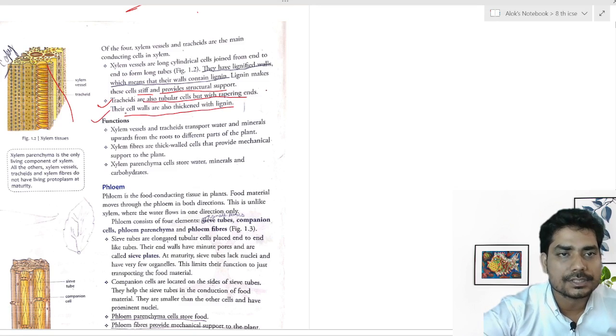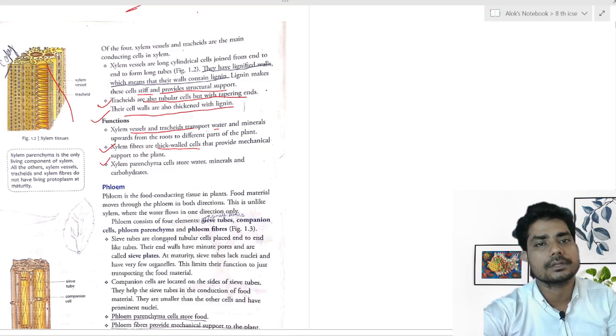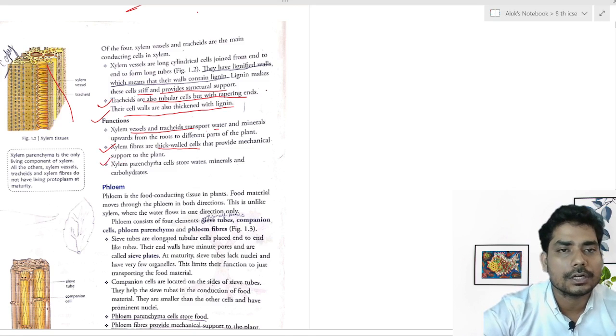What is the function of xylem tissue? Xylem vessels and tracheids transport water and minerals to all parts of the plant's body, from the roots to the aerial parts. Similarly, xylem fibers are thick-walled cells which provide mechanical support to the plant. And the third point, xylem parenchyma cells store minerals, water and food like carbohydrates.